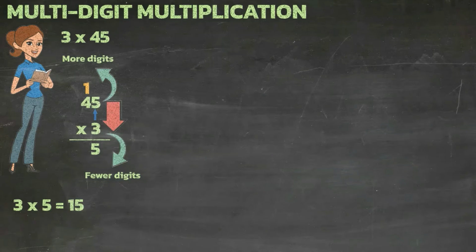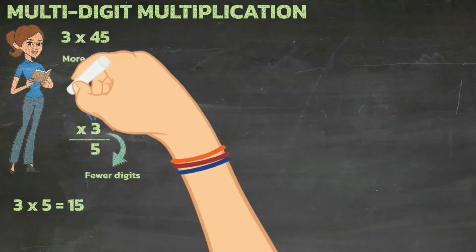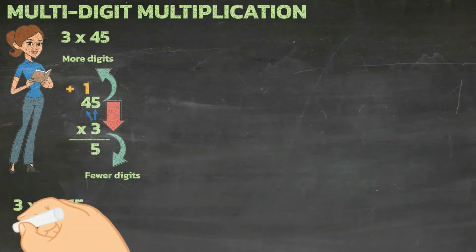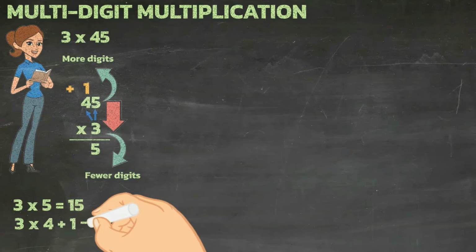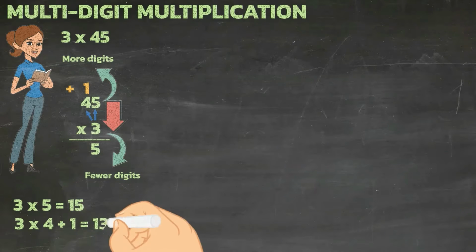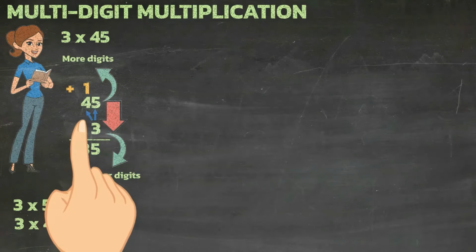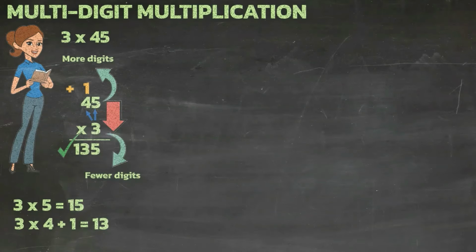Next, the product of 3 and 4 is then taken, plus the number brought up in the previous operation. The operation then becomes 3 times 4 equals 12 plus 1 equals 13. Since there is no more digit to multiply 3 by, 13 is simply brought down. 3 times 45 is therefore equal to 135.